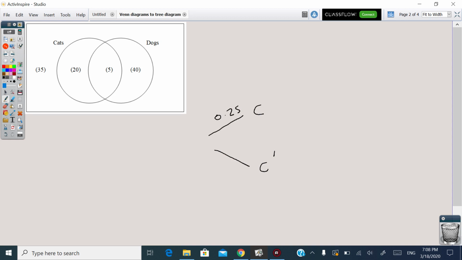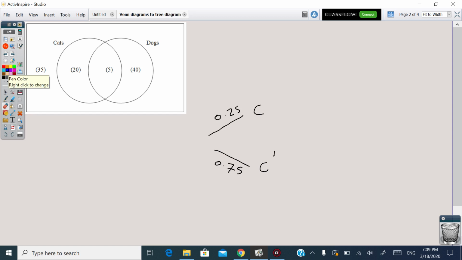What's the probability of not owning a cat? Well, you can use the rule, the probability of an event plus the probability of its complement add up to 1, giving you 0.75, or you can work out the probabilities from here. Those have a cat, those have a cat, those don't, and those don't. 40 plus 35 is 75, divide by 100, and that gives you the 0.75. Now remember, those are the probabilities that you have before this person answers the question.